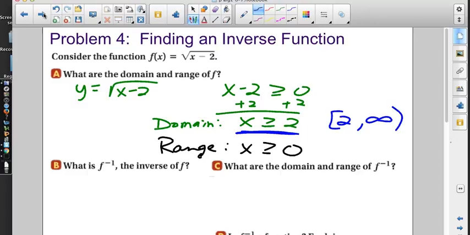And remember, we're keeping everything positive by saying x has to be greater than or equal to 2. So this one, the notation would be, hey, now we're starting at 0, and we're going to go forever in the positive direction.